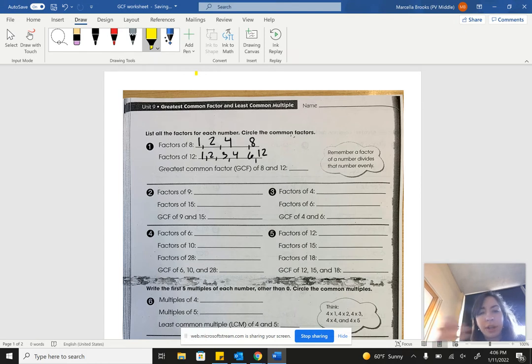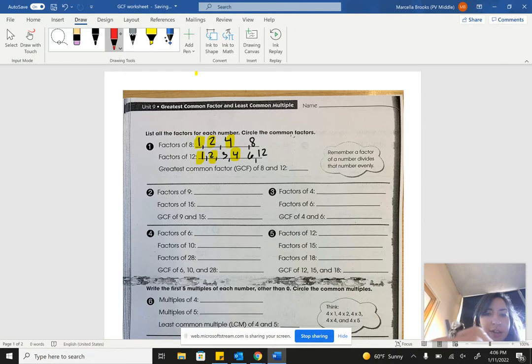Now I'm going to look at those 2 lists of factors and highlight which ones they both have. So they both have a 1, they both have a 2, they both have a 4. So the greatest common factor is the biggest factor that they both have, so that would be 4. So the GCF of 8 and 12 is 4.